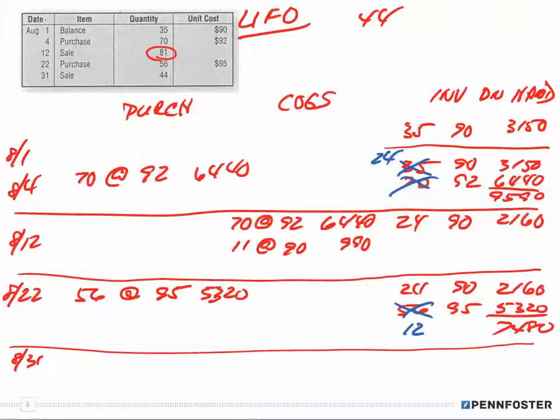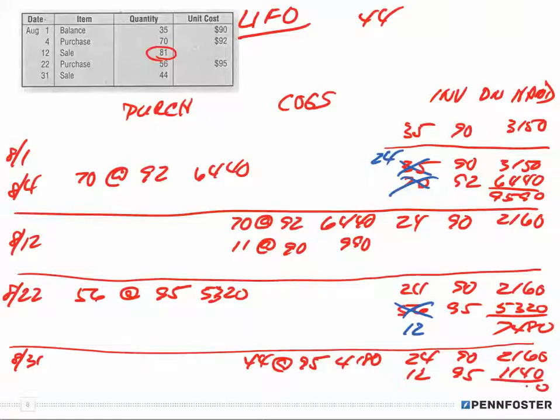Okay, so we have 44 at 95 is 4,180. And that means our inventory now is 24 at 90 for 2,160 and 12 at 95 for 1,140. Add those together, and the total inventory on hand is 3,300. And so we're still going to have the same amount of purchases of 126.